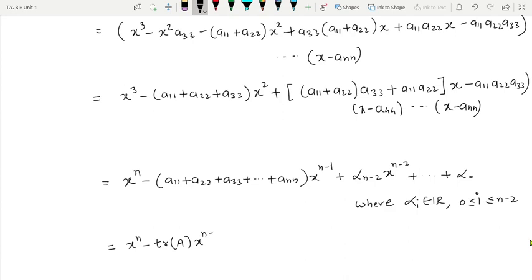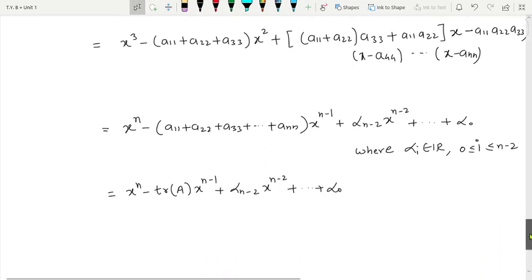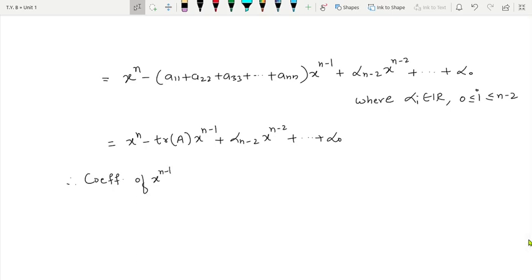X to the power n minus 1 plus alpha n minus 2 x raised to n minus 2 plus so on up to plus alpha naught. So that is what we wanted to prove, and therefore we have proved that the coefficient of x to the power n minus 1 in the characteristic polynomial is minus times trace of A.